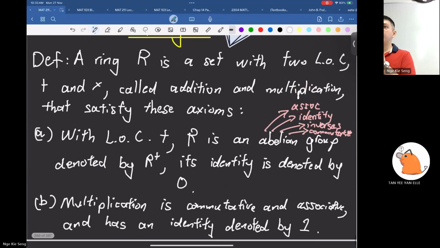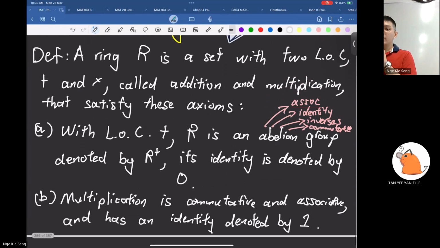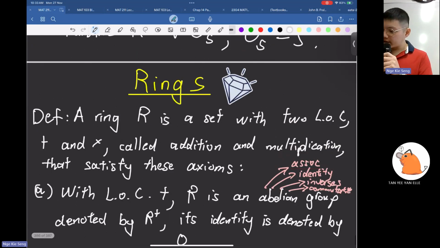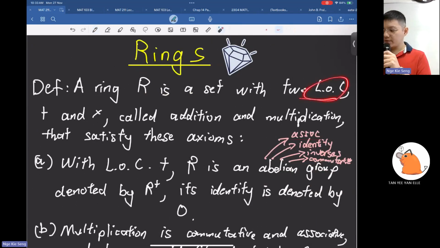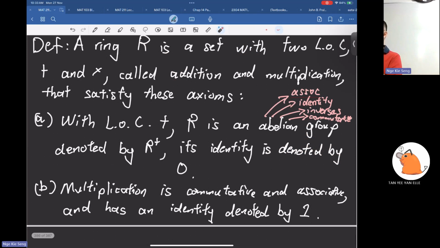How about closure? What's closure? So closure is included in the law of composition. When we talk about law of composition, right, it's G cross G to G. So it's like R cross R to R. So it's included already when we talk about law of composition.